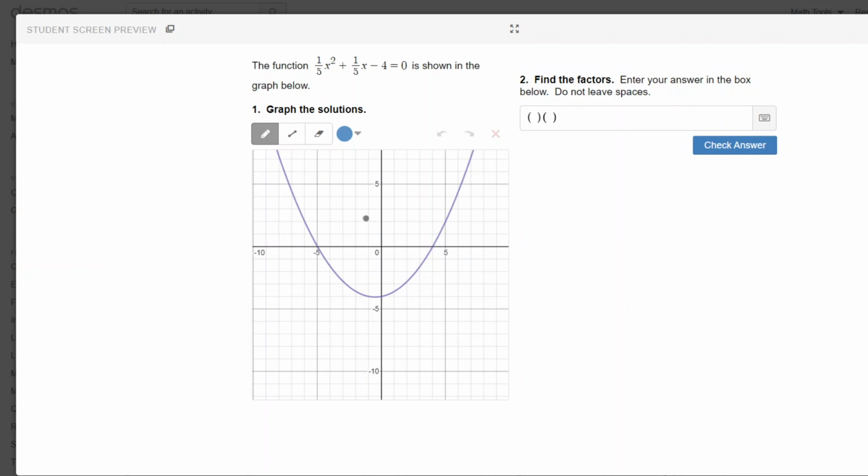Same idea for this one. I can see it goes through 5. And I can also see that it goes through -5 and 4. So do opposites. Instead of -5, I'm going to put +5. Instead of 4, I'm going to put -4.